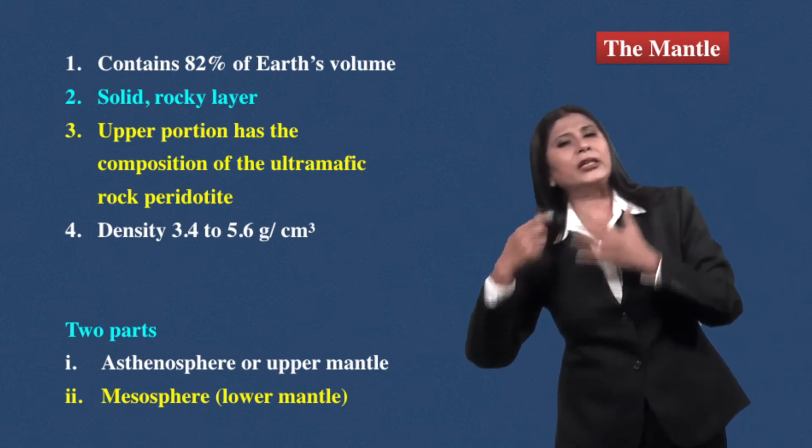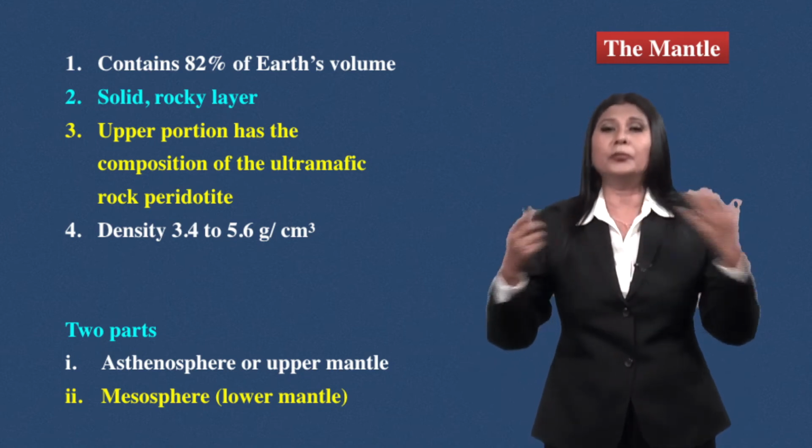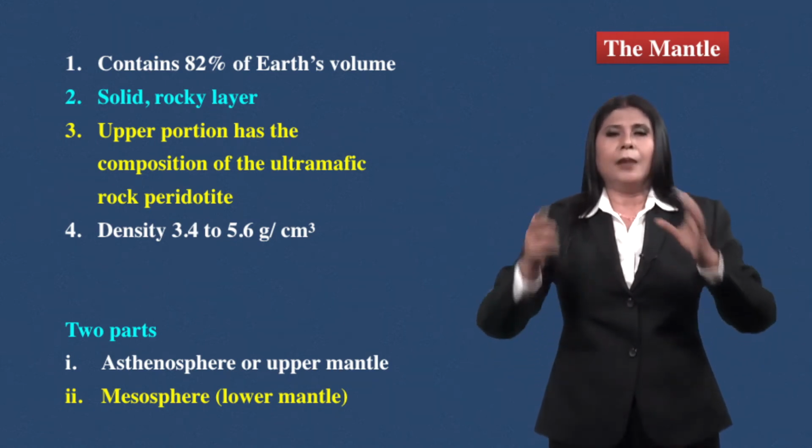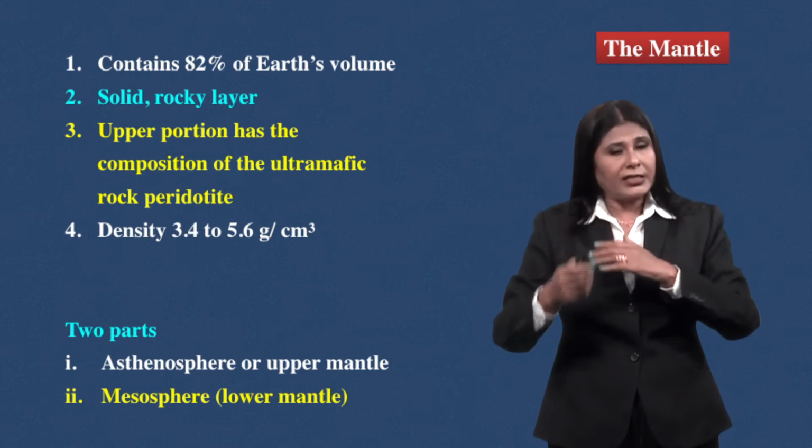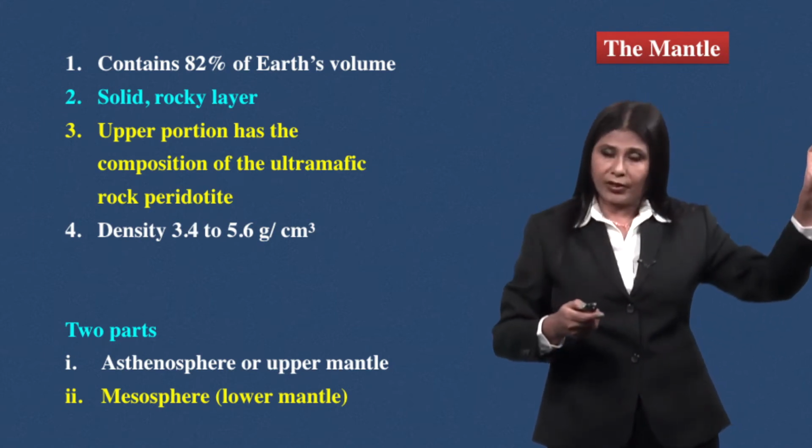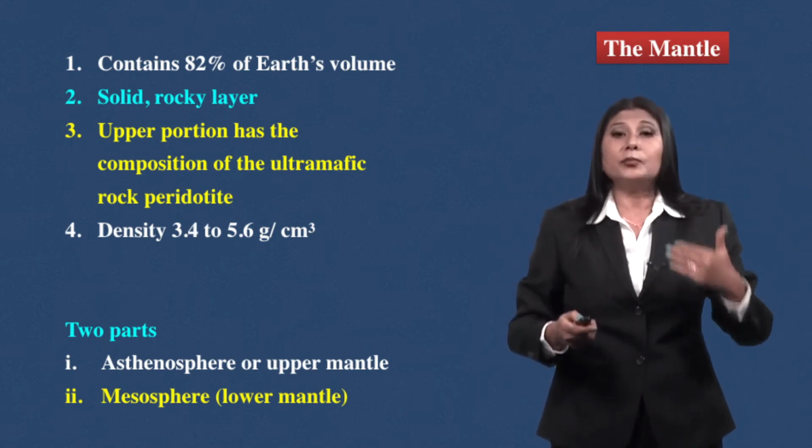Density is between 3.4 to 5.6 grams per cubic centimeter. Mantle is divided into two parts. The upper part is called asthenosphere, the second part is called mesosphere.